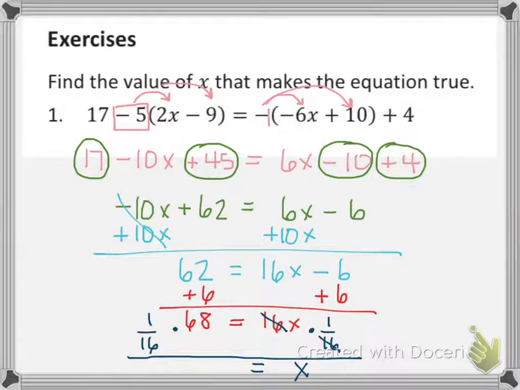And then finally, we just need to do 68 divided by 16, and that is 4.25. And that's what x is. It's the one solution that makes this complicated equation true.